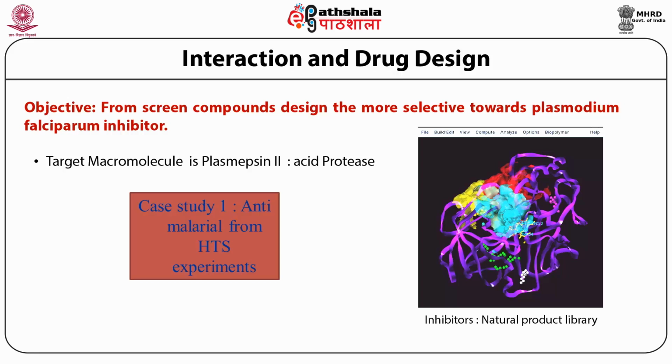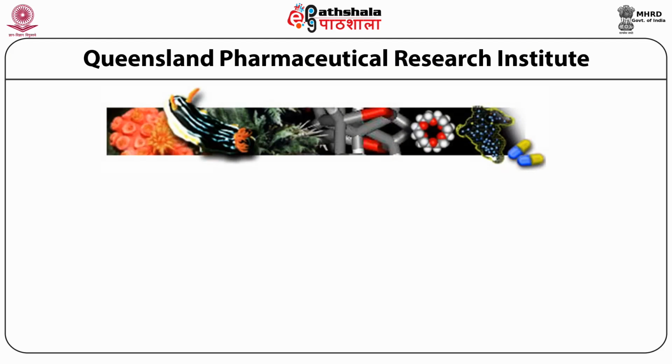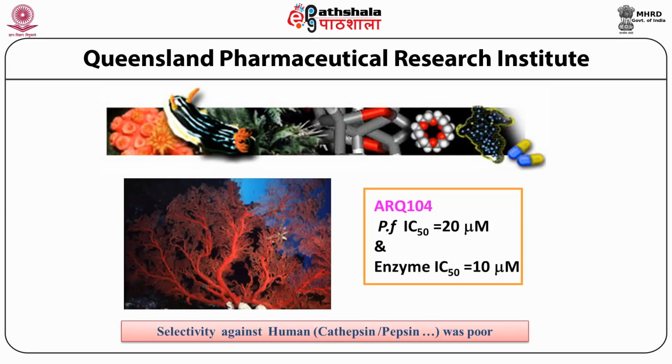Hence, when we do the screening, or we dock, or we design compounds, we will use the major active site. Queensland Pharmaceutical Research Institute had a huge natural product library. They scanned these compounds, and I was working with AstraZeneca at that time, and we identified a compound called ARQ104. We found that plasmodium inhibition is 20 micromolar and enzyme inhibition is 10 micromolar. So the compound is not very bad or very poor.